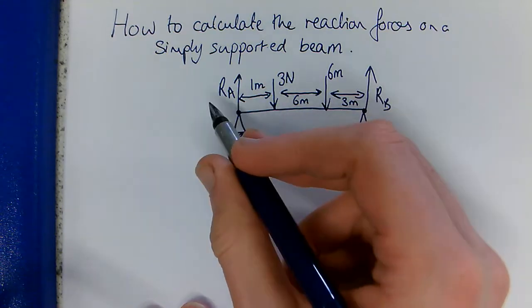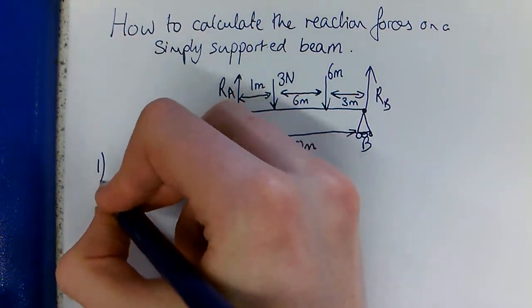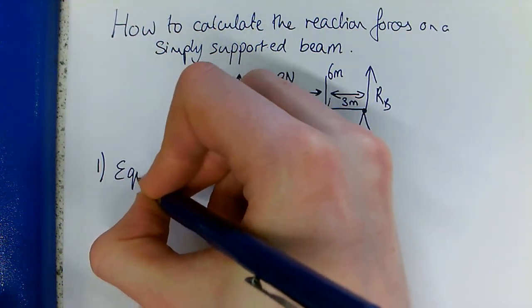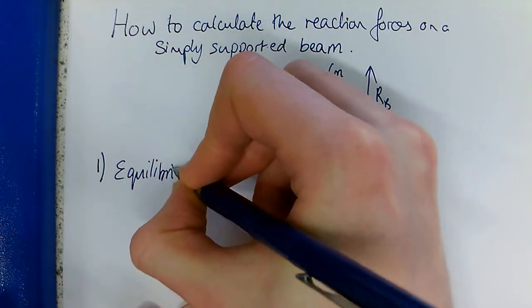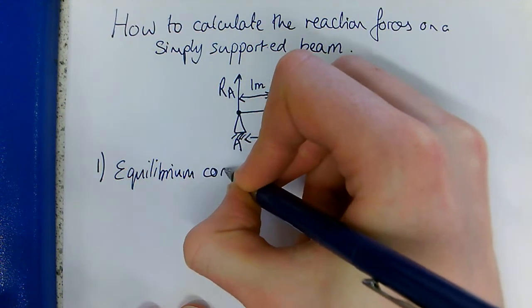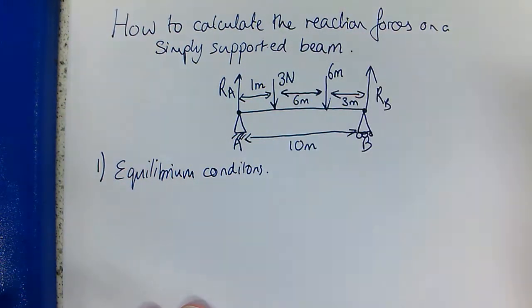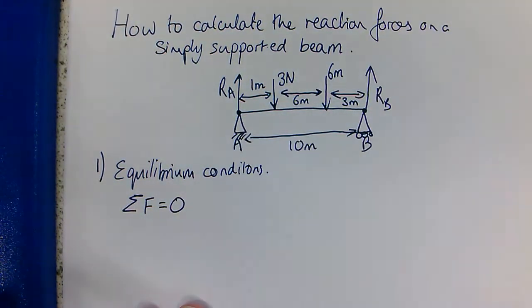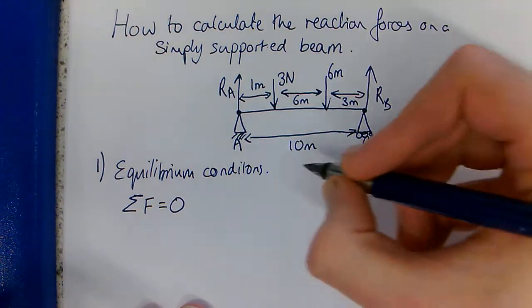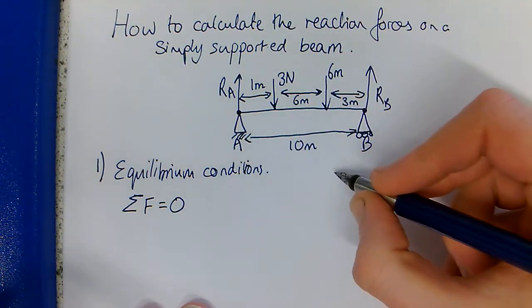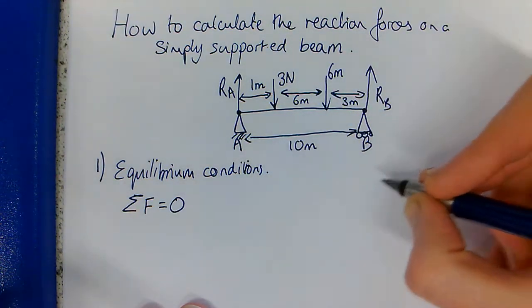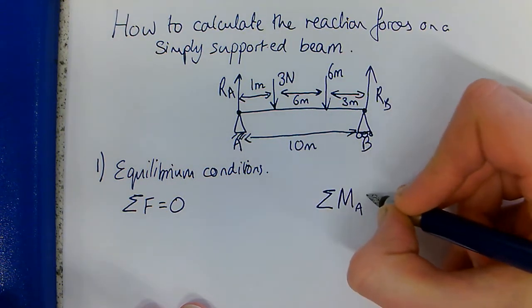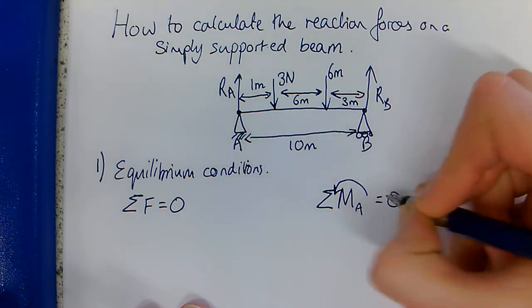First thing we do, step 1, is we need to write down the equilibrium conditions. The first equilibrium condition is that the total force, or our resultant force, is 0. The second equilibrium condition is that the total moment about a point is equal to 0.